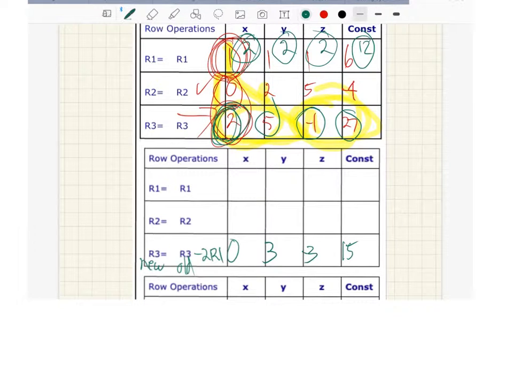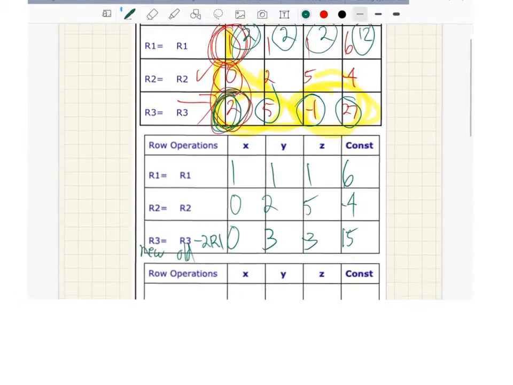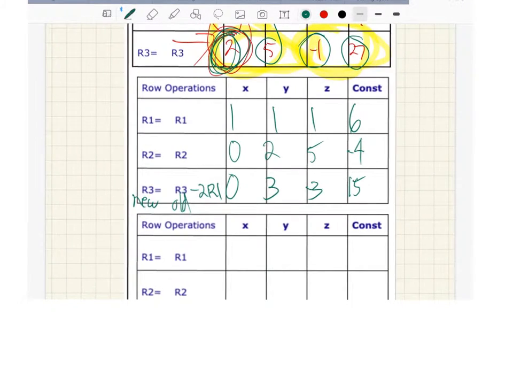Okay, so what I should do now is enter in the rest of the rows as I see them. So the first row is 1, 1, 1, 6. I don't put the new one in of 2, 2, 2, 12 because that's more complex. Then I put in the second row, which is 0, 2, 5, negative 4. At every step, and I should have done this the first step, I should have looked for common factors.